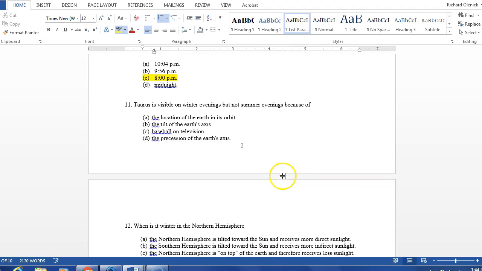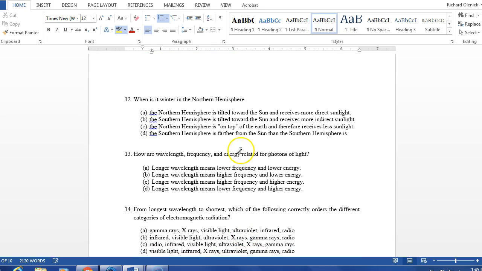to see it. Taurus is visible on winter evenings, but not summer evenings because of the location of the Earth in its orbit. When it's winter in the northern hemisphere, it is tilted away from the sun, and we don't see any answers here, so please skip that question.